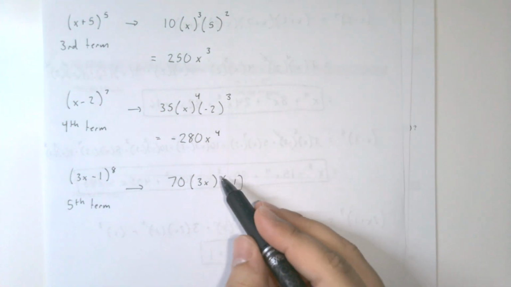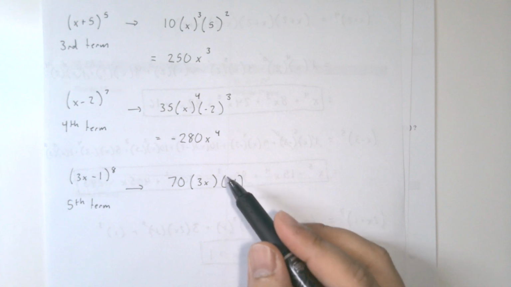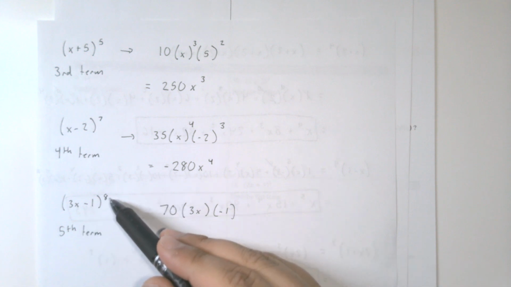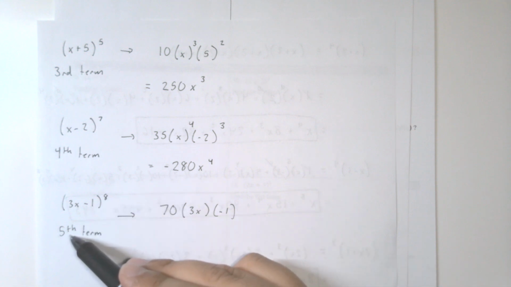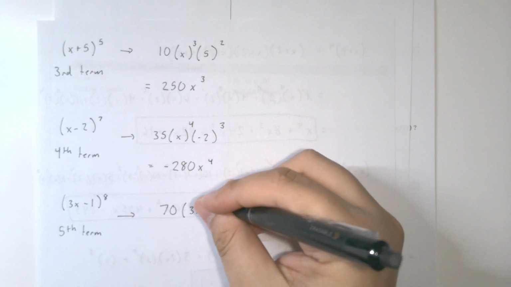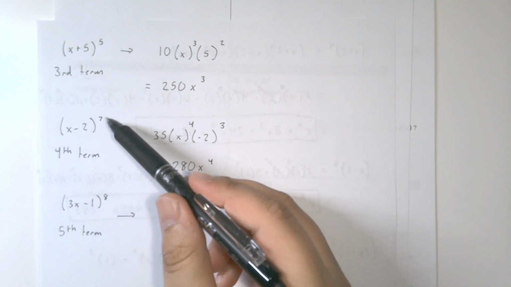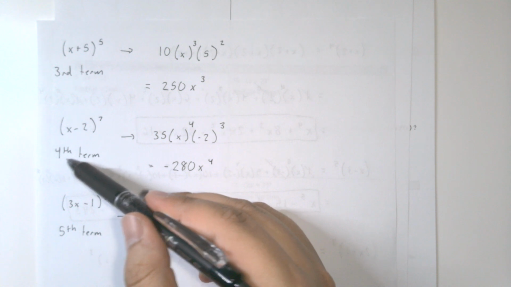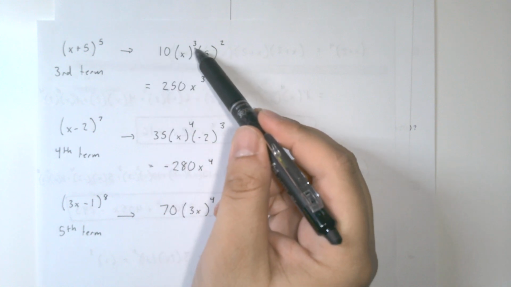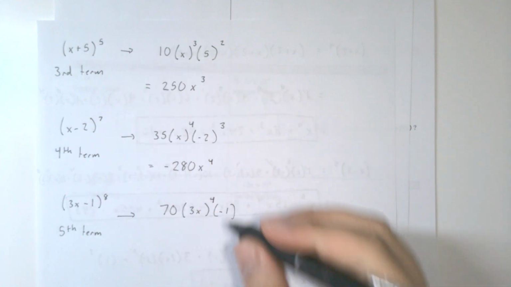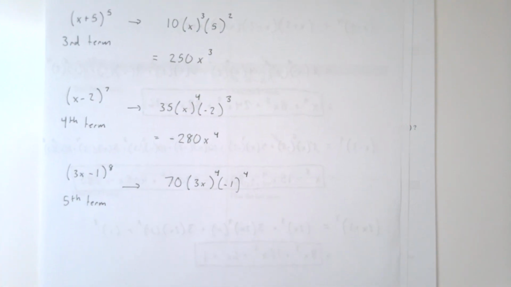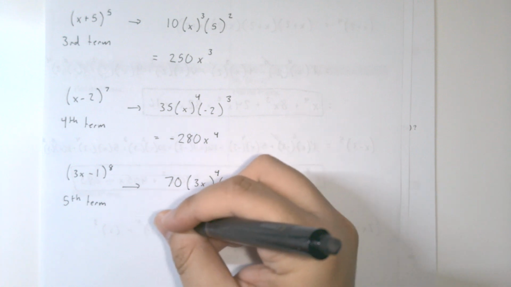But what if we wanted to figure out the exponents without looking at the triangle and counting? Well, what we can do is this is to the 8th. We're trying to find the 5th term. 8 minus 5 is 3. Add 1 is 4. And this works for every single one of these. 7 minus 4 is 3, plus 1 is 4. 5 minus 3 is 2, plus 1 is 3. So if we know that this is going to be 4, we also know this one's going to be 4 as well.